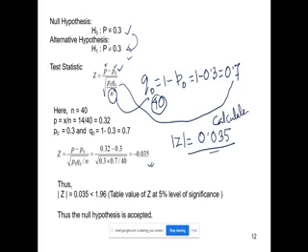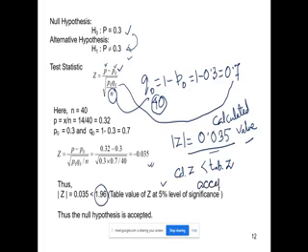Now we compare. This is called the calculated value, because it is calculated from the data set. Now we compare this calculated value with the table value. So the table value is 1.96 at 5% level of significance. Since the calculated Z is less than the tabulated Z, we accept the null hypothesis. Accept because here the difference is not large enough. It is smaller than 1.96.